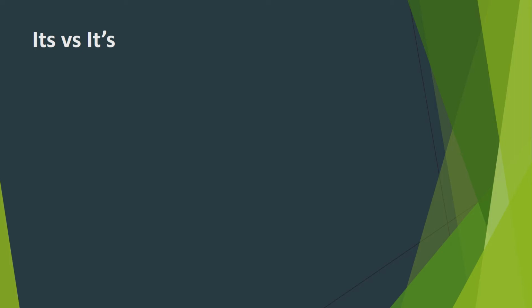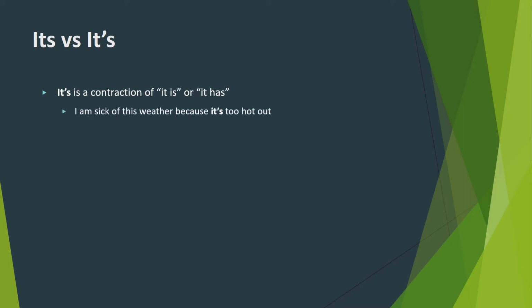It's and its. Once again, very common ones that we're dealing with. It's is a contraction of the words it is or it has. More commonly, it is. It has isn't as common, but it definitely is very important. I am sick of this weather because it's too hot out. It is too hot out there. Right? You're not going to use the other one, because its without the apostrophe is a possessive once again.